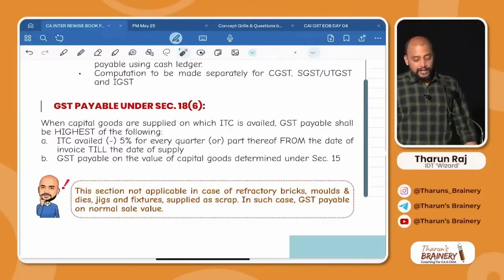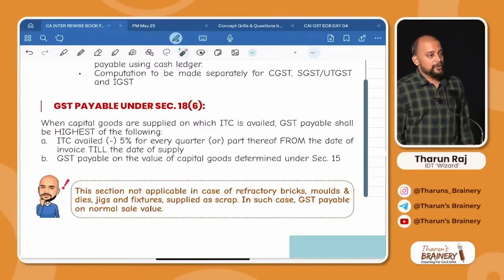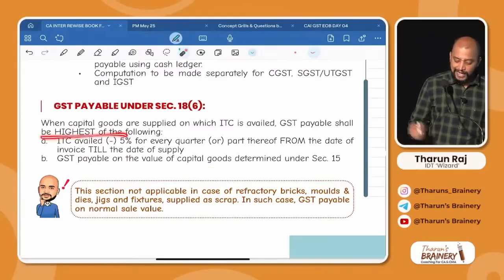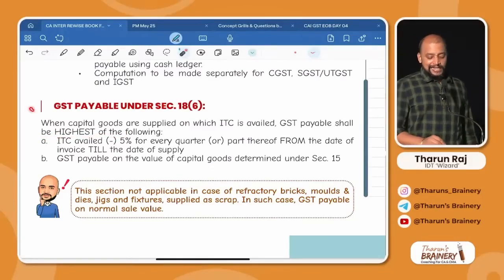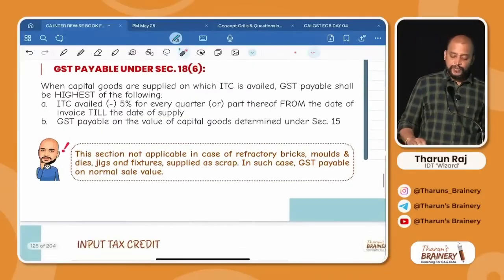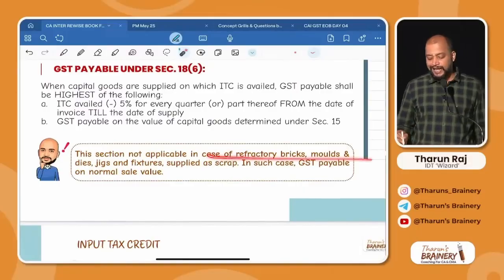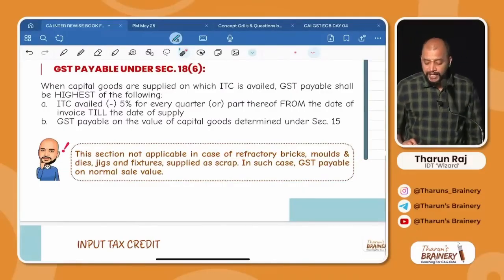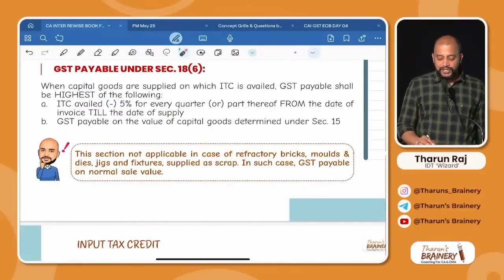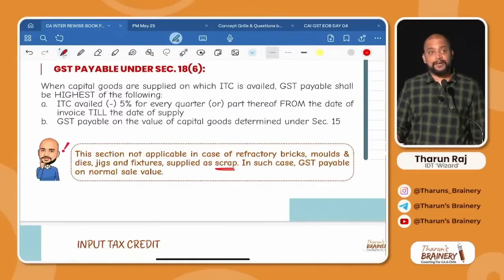Or GST payable on the sale value of that capital goods, whichever is higher, that is the GST payable under section 18(6). However, there is one special point for 18(6). This section is not applicable in case of refractory bricks, molds and dies, jigs and fixtures supplied as scrap. Underline that. Supplied as scrap.